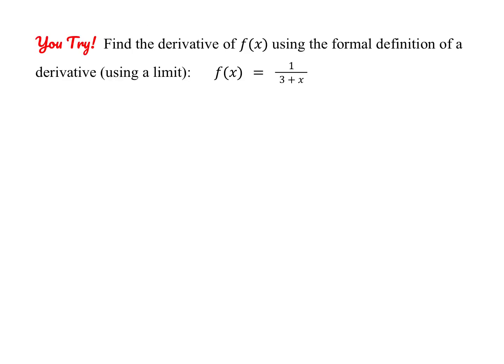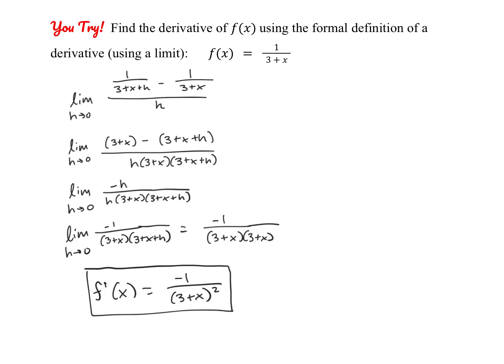All right, I have one for you to try on your own. So go ahead and pause the video and give it a shot. All right, go ahead and check your work here. Just be careful that you remember to distribute that negative. So our derivative is negative 1 over (3 plus x) squared.